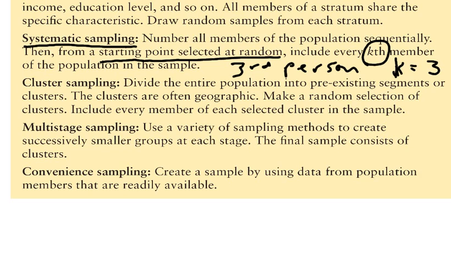Okay, that would be an example of systematic sampling, numbering all the members of the population, whether it's people or objects. You're picking a random starting point, and then you're taking every so many, some number for k, and including those in your sample.